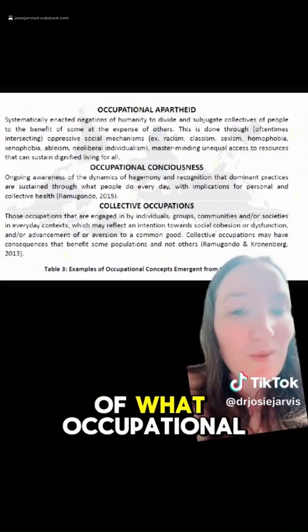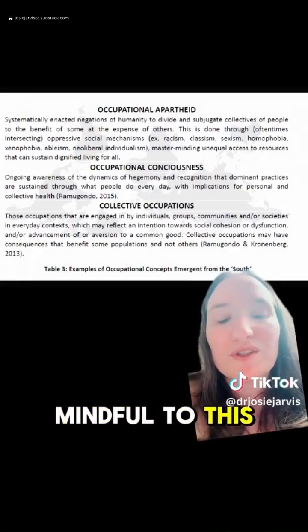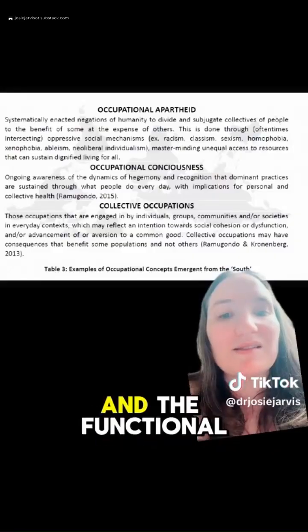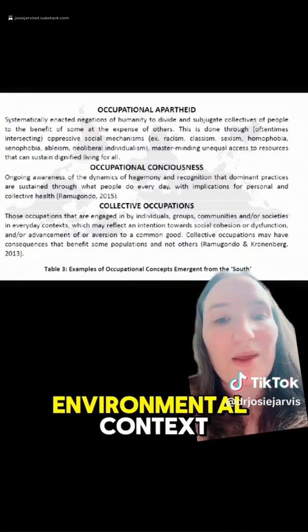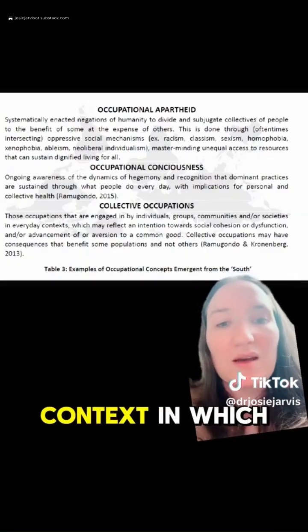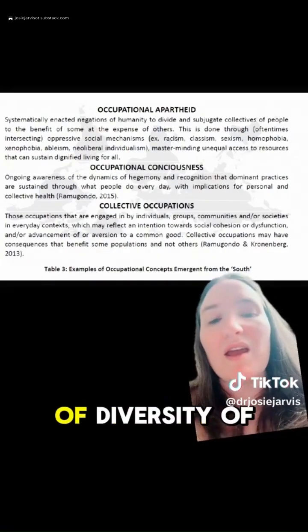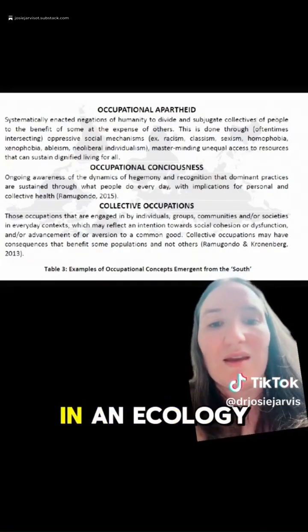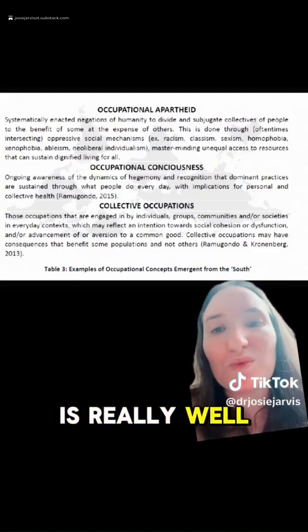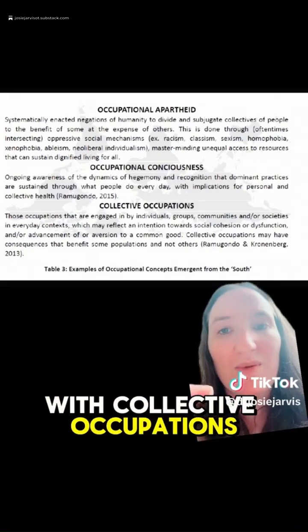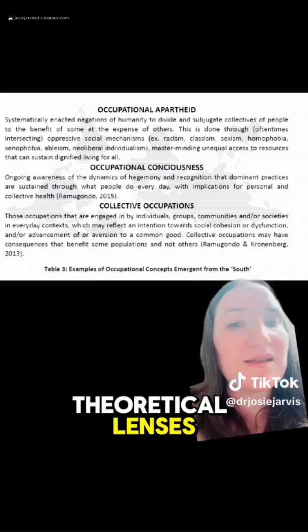That's a lot of what occupational therapy and occupational science is wanting us to do, is to be mindful of the distinct subjective realities and the functional performance of a diversity of humans in an ecological environmental context, and to seek contexts in which there is inclusion, participation, and healthful thriving of a diversity of ways of being in an ecology. This construct in occupational science is really well served when paired with collective occupations and occupational consciousness, which have almost co-developed as theoretical lenses.